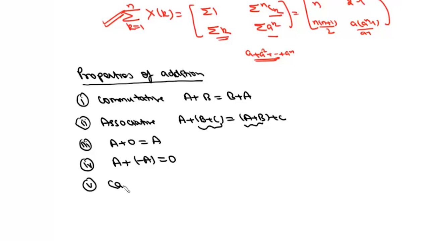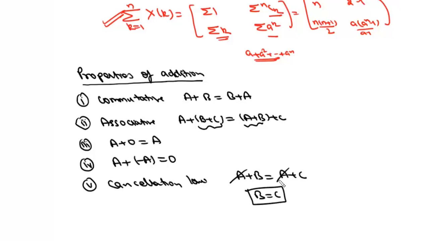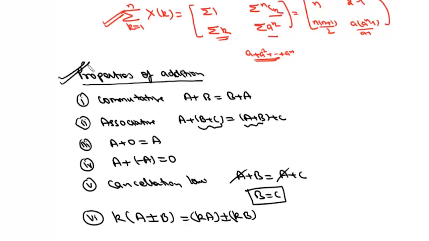Fifth one is the cancellation law. So if we have A plus B equal to A plus C, then we can simply write B equals C, which is equivalent to cancelling this A with A. And if we multiply any scalar K with A plus or minus B, we can simply write this as KA plus minus KB. So these are the simple properties of matrix addition.